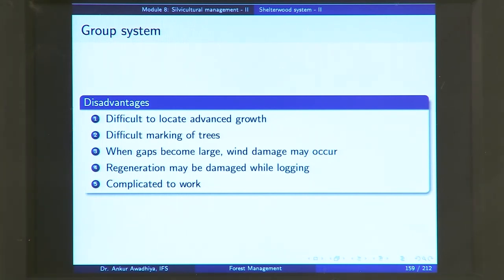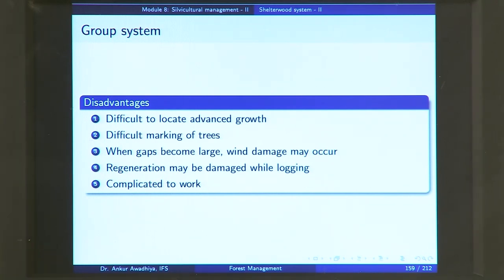Then the marking of trees is difficult, because each and every time you have to go to all these different areas of the forest, and there you have to mark the trees that are to be felled in different fellings. Because you have to traverse the whole of the forest again and again, it becomes a bit difficult. When gaps become large, wind damage may occur.